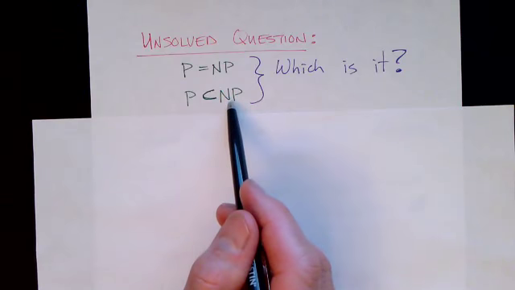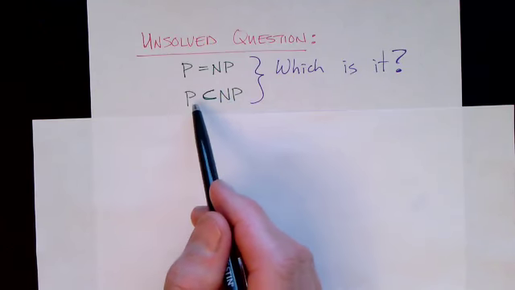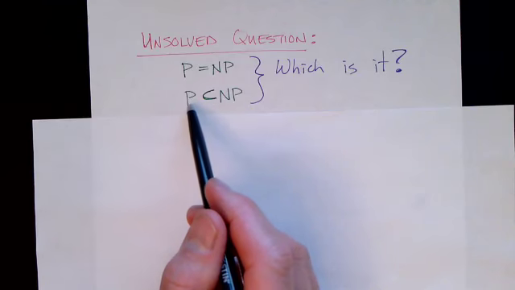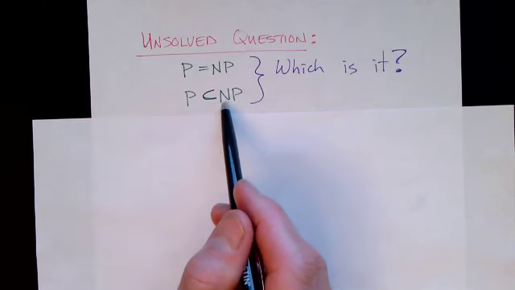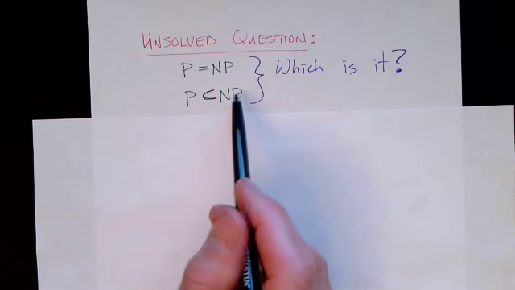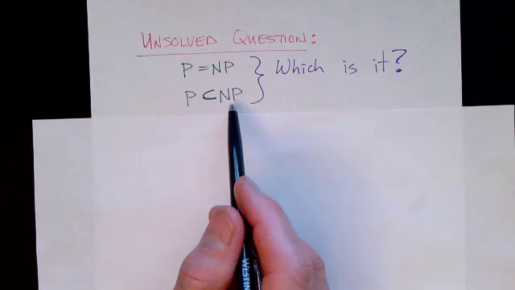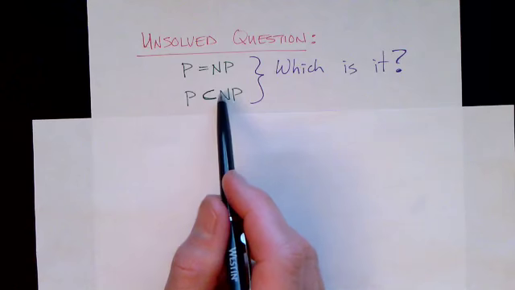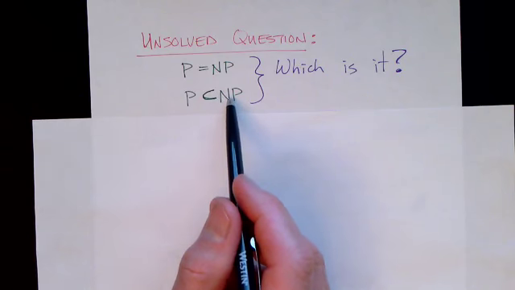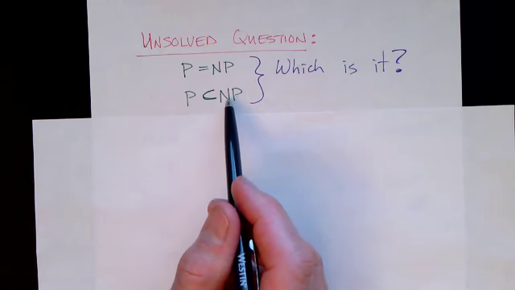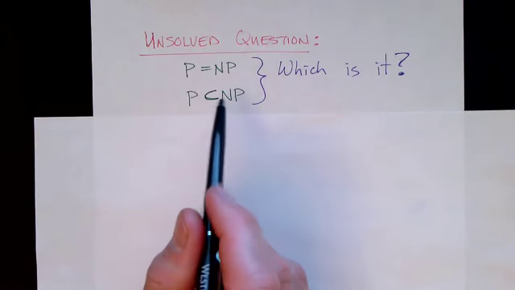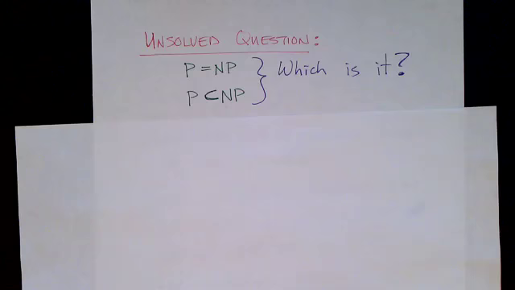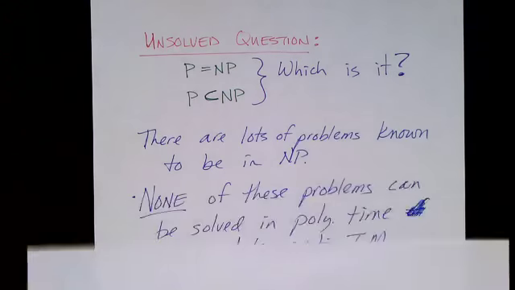We have exponential algorithms to solve the problems in NP, but we don't have polynomial time algorithms to solve those same problems. So it seems, by the empirical evidence, that the second condition holds, that these two sets are not equal. But it's absolutely surprising or baffling or mysterious or interesting that we don't have a proof that these two sets are equal or not equal.